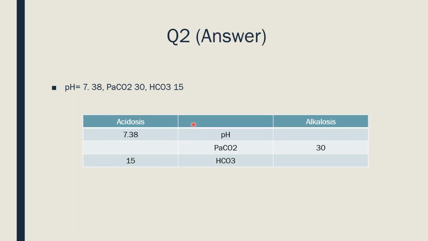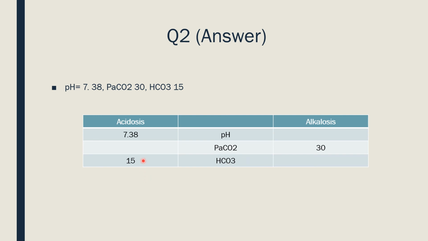So this is the answer. As you can see, the pH is 7.38. That is normal. However, remember earlier I told you the median of pH when the pH is normal is 7.4. So 7.4 and below is closer to the acidosis side. That's why I put 7.38 in the acidosis side. While PaCO2 is 30 again, so you know 30 is low and that would be alkalosis. While bicarb is 15, it's below 22, that is acidosis.